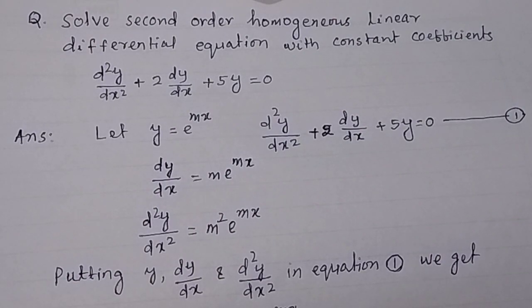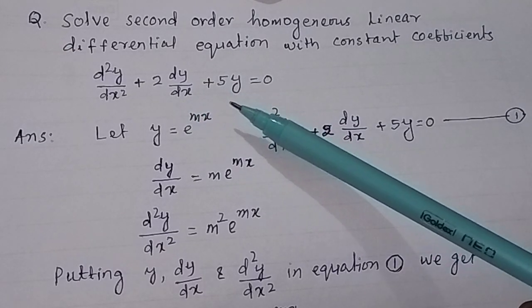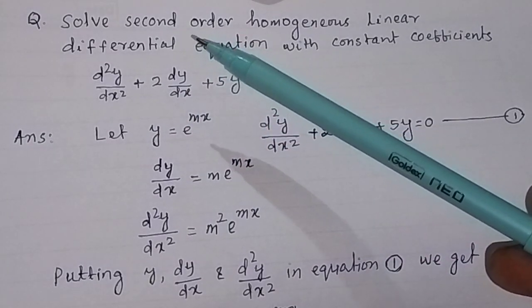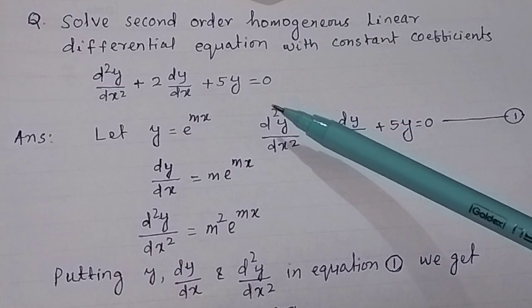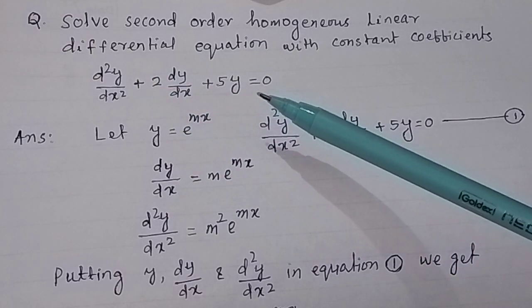Solve the given second order homogeneous linear differential equation with constant coefficients: the second derivative of y with respect to x plus 2 times the first derivative of y with respect to x plus 5y equal to 0. So this is the given second order homogeneous linear differential equation with constant coefficients 2 and 5, and you have to find the solution of this differential equation.